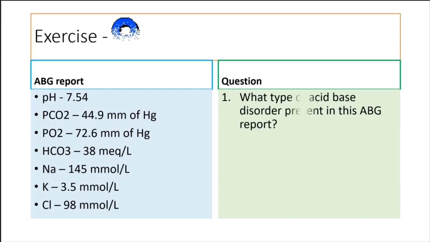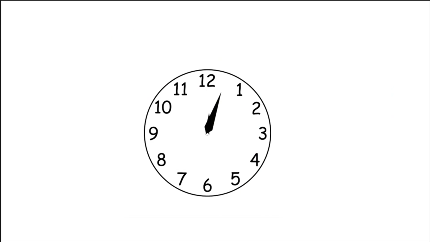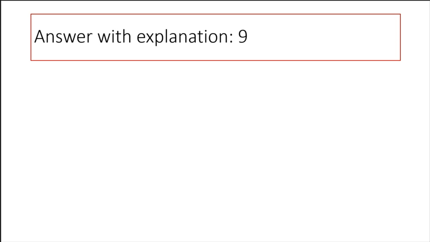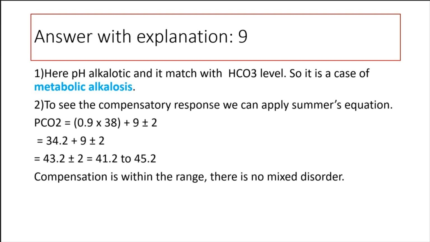Question. 1. What type of acid-base disorder is present in this ABG report? 2. How will you interpret the report? 3. What may be the underlying cause? How fast can you solve it? Answer with explanation. 9. 1. Here pH is alkalotic and it matches with the HCO3 or bicarbonate level. So it is a case of metabolic alkalosis.